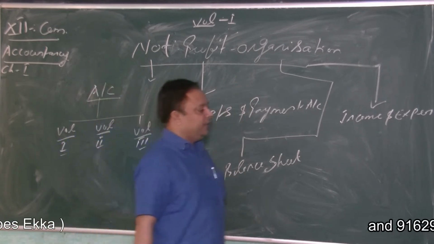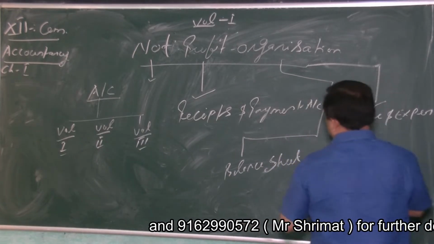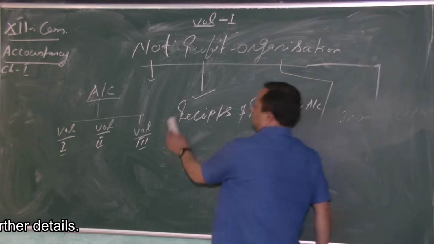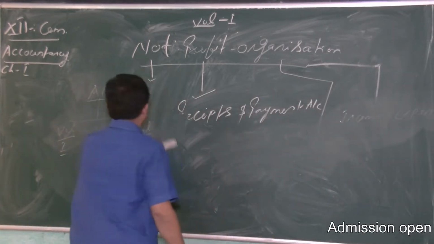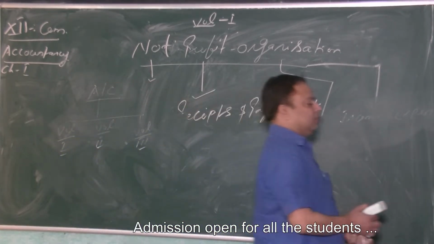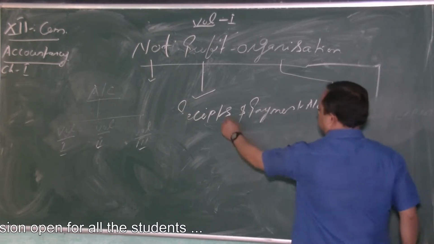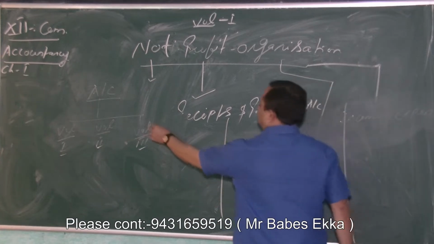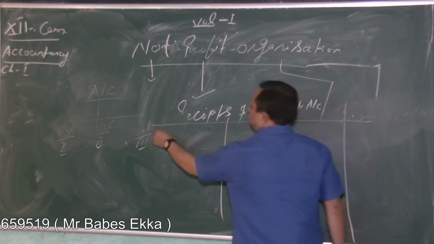Now we explain the receipt and payment account. The receipt and payment account has two sides. The first side is called the receipt side.